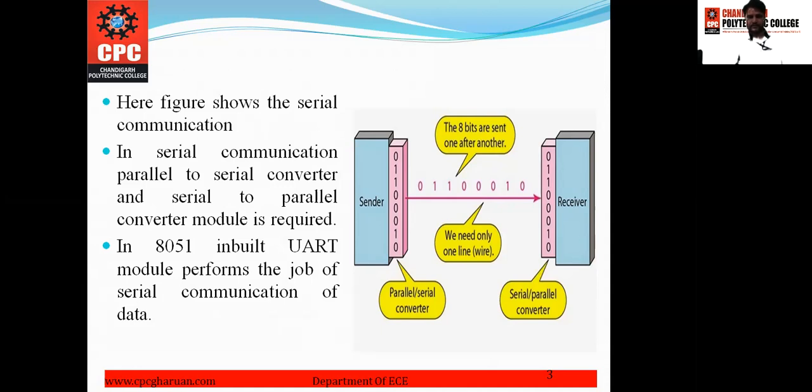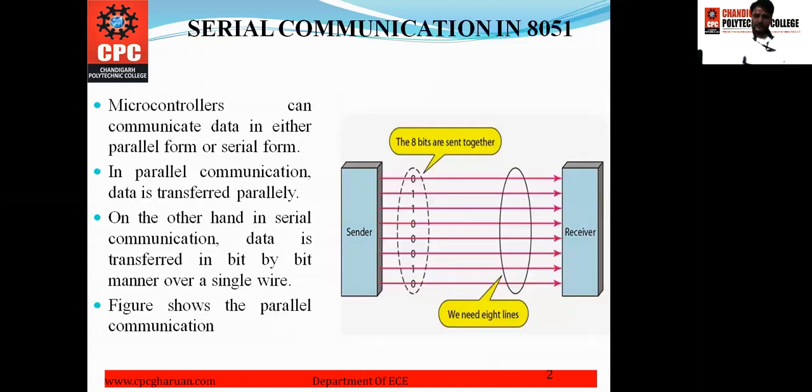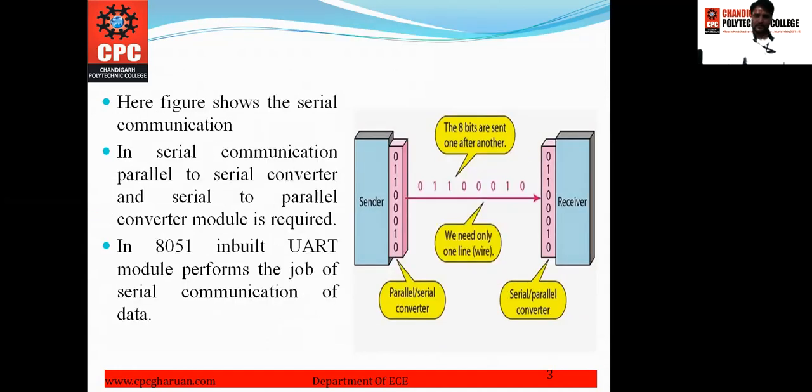Actually, in serial communication operation, we transmit 8-bit data bit after bit in a serial manner, as you can see, over a single wire line. Only a single medium has to be used. In the previous image, you can see that for each bit one line is used individually, but in this, the channel is one, the line is one, over which bits are transmitted one after another. This is the serial communication operation.